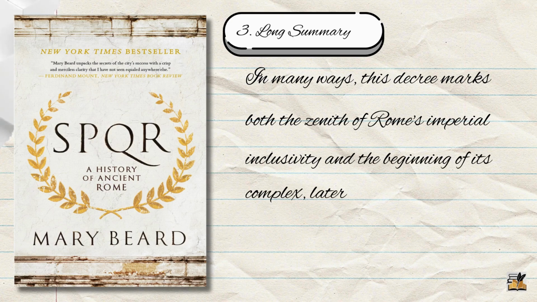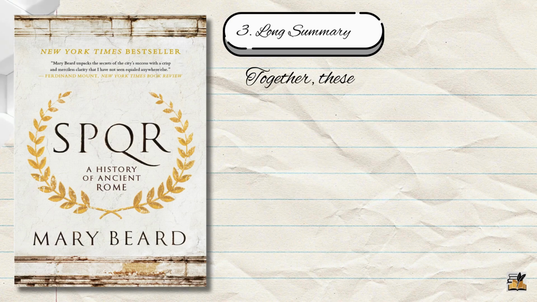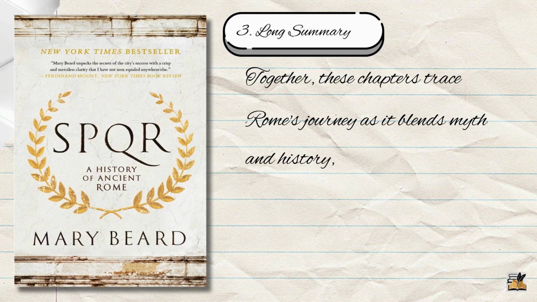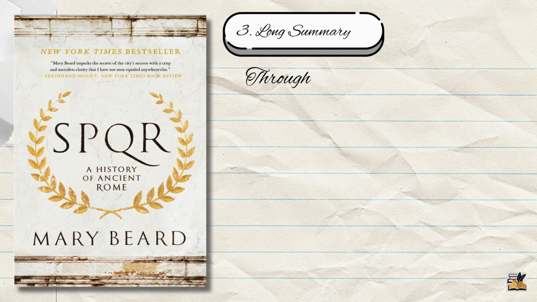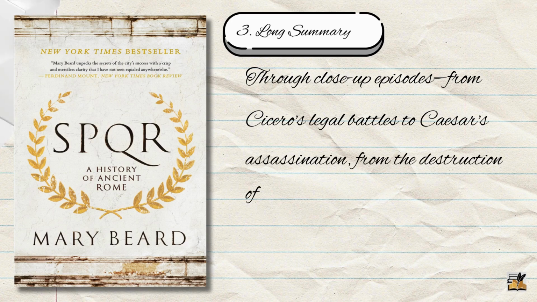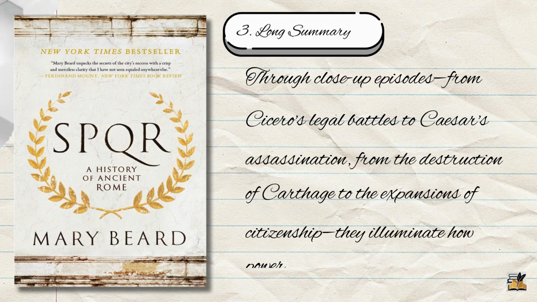complex later transformations. Together, these chapters trace Rome's journey as it blends myth and history, monarchy and republic, war and cultural exchange. Through close-up episodes, from Cicero's legal battles to Caesar's assassination, from the destruction of Carthage to the expansions of citizenship, they illuminate how power was exercised, contested, and continually redefined.